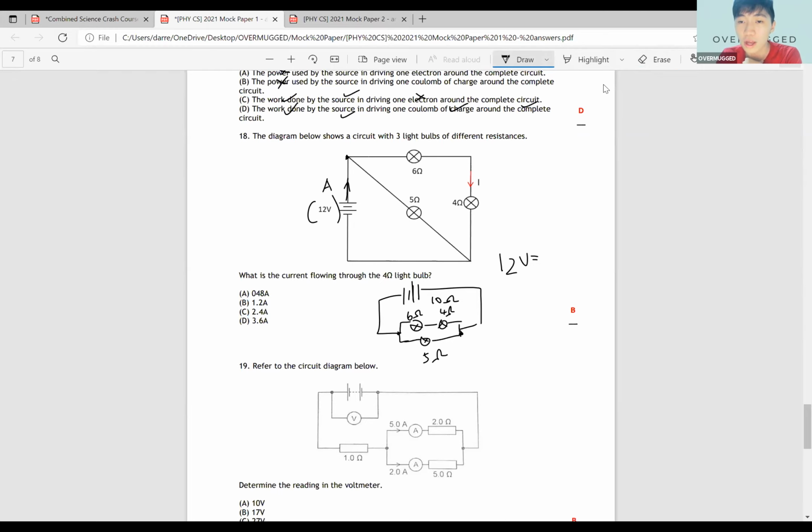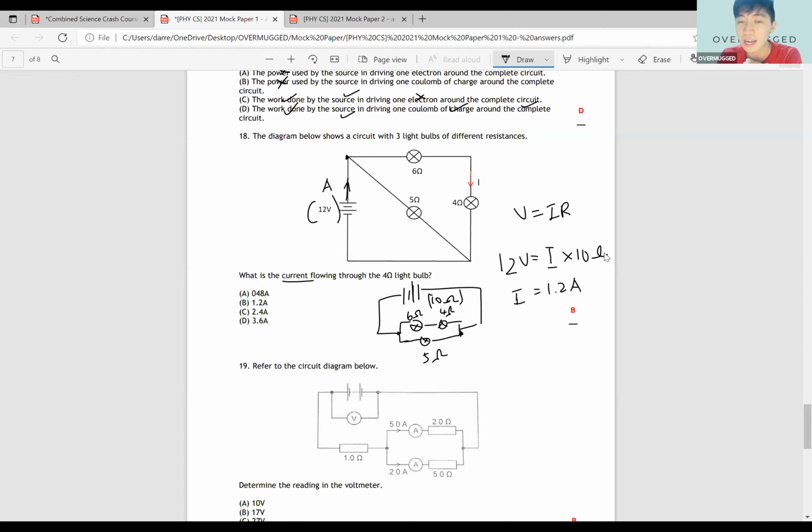So here, the current that's passing through, how do we find out? Because we know it's 12 volt and we know that the total resistance is 10. So if V equals IR, I do not know my I, but I know my R, which is 10 ohm. So how much is I? I is 1.2. What am I calculating now? I'm calculating the current.